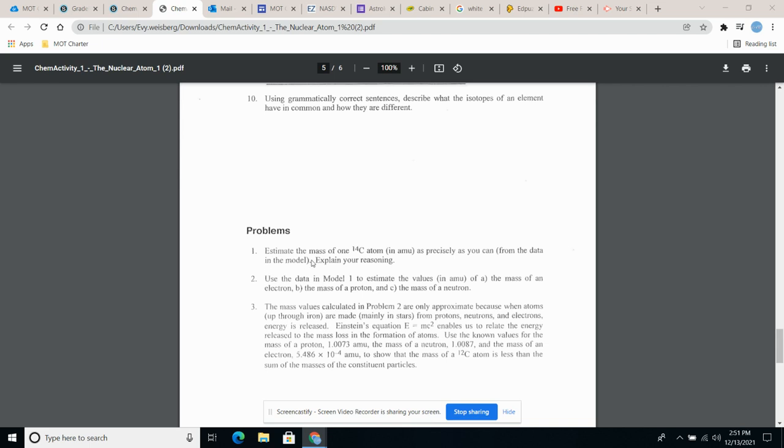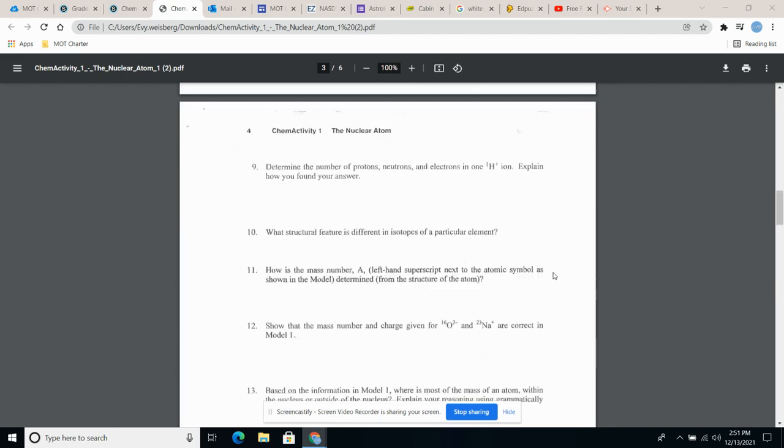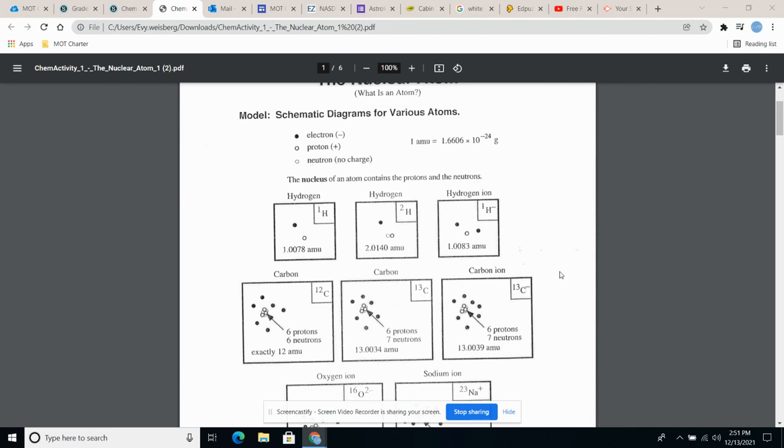And so we have carbon 14 right here. And the question is telling you that they want you to estimate the mass of one of these carbon 14 as precisely as you can from the data in the model. And the model they're talking about is the one all the way at the top. And so you need to go all the way up here. And so you can see that we have carbon 12 here, 13, and carbon 13 with one extra electron.